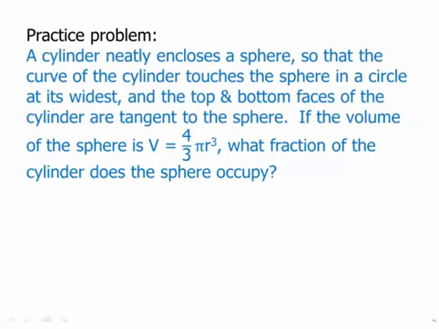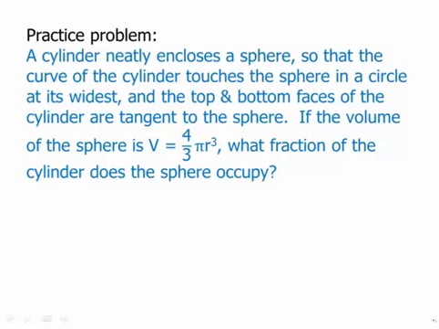Here's a practice problem. Pause the video, and then we'll talk about this. A cylinder neatly encloses a sphere, so that the curve of the cylinder touches the sphere in a circle at its widest, and the top and bottom faces of the cylinder are tangent to the sphere. If the volume of the sphere is 4/3 pi r cubed, what fraction of the cylinder does the sphere occupy?